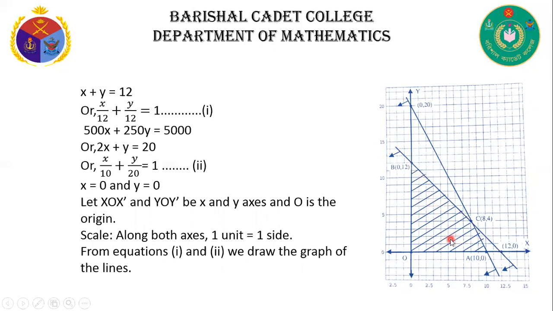Then find the coordinates of the vertices of the feasible region. Here O means 0, 0, and this point A means 10, 0, and the intersecting corner point C means 8, 4, and another point is here, that means 0, 12. Now substitute all the coordinates of the corner points into the objective function Z, then we find our required solution.